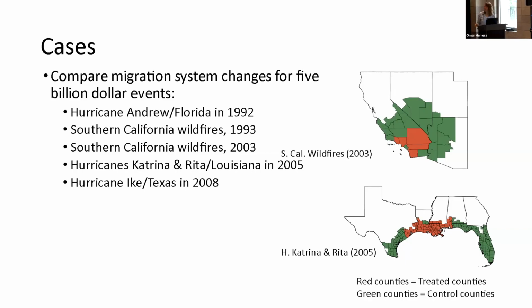In the case of Southern California, the red counties are the treated counties by the Southern California wildfires in 2003, which are very similar to the ones for 1993. And then in the Gulf Coast coastal counties, the red counties are the Hurricane Katrina and Rita affected counties in 2005, which we compare to all the other Gulf Coast counties.